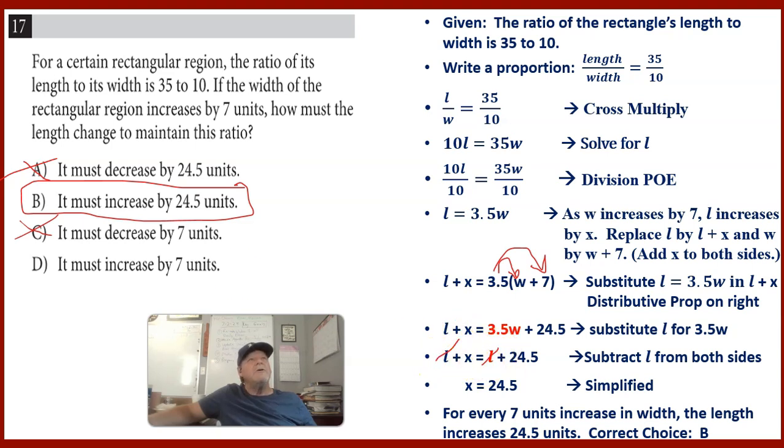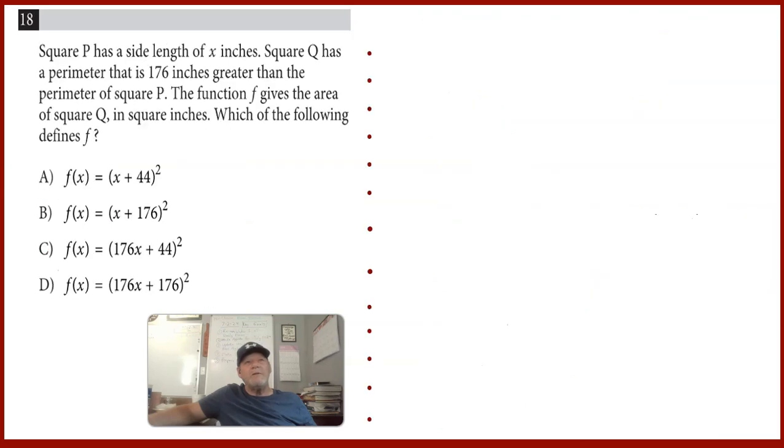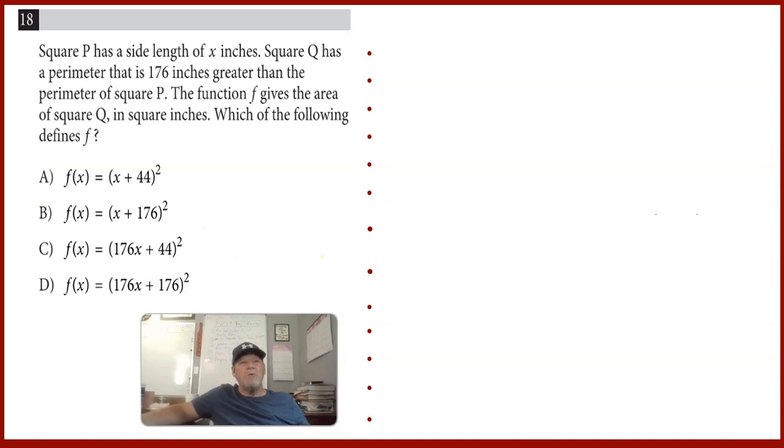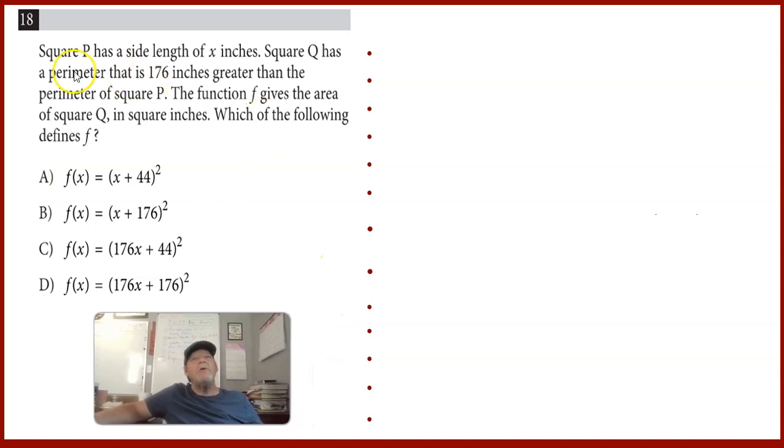All right, so let's move on to the third problem in this video. Make sure you pause it if you need to. Work it on a piece of paper, see how much you know. Square P has a side length of X inches, where Q has a perimeter that is 176 inches greater than the perimeter of square P. The function f gives the area of square Q in square inches. Which of the following defines f?